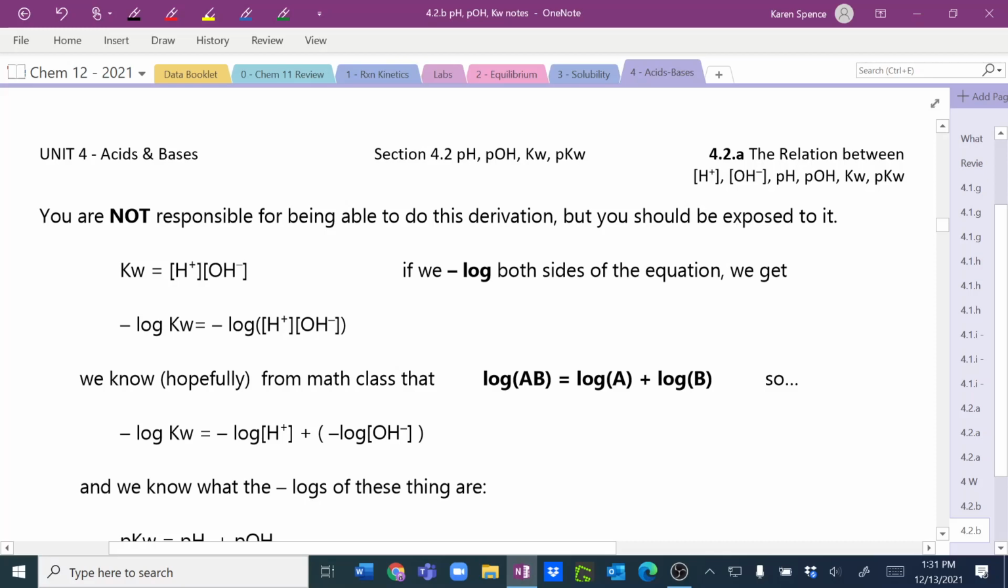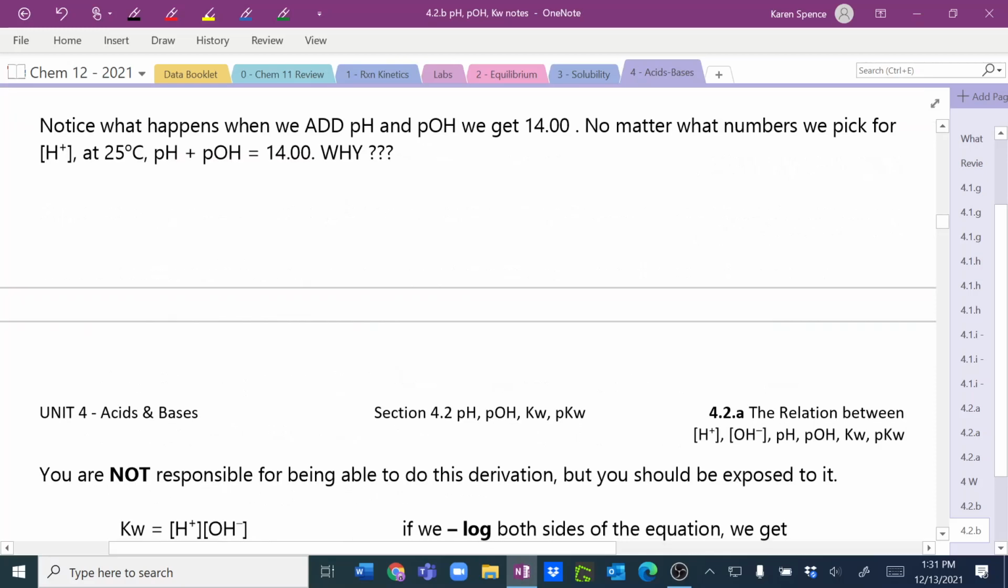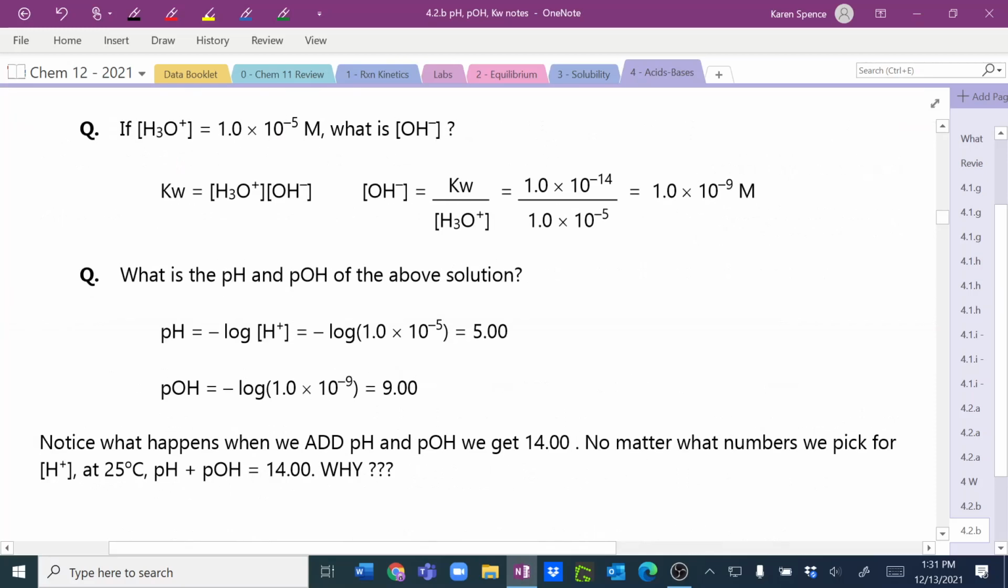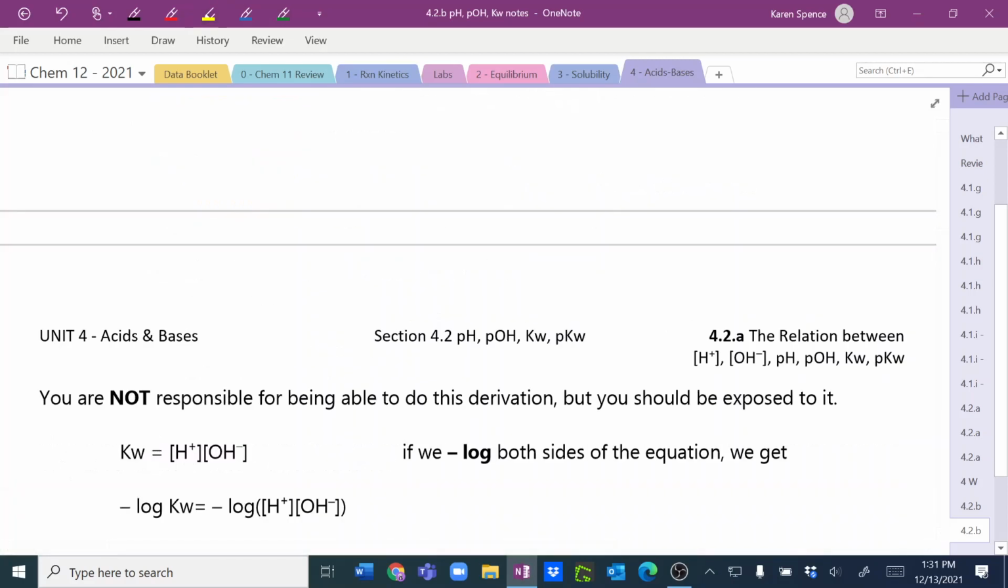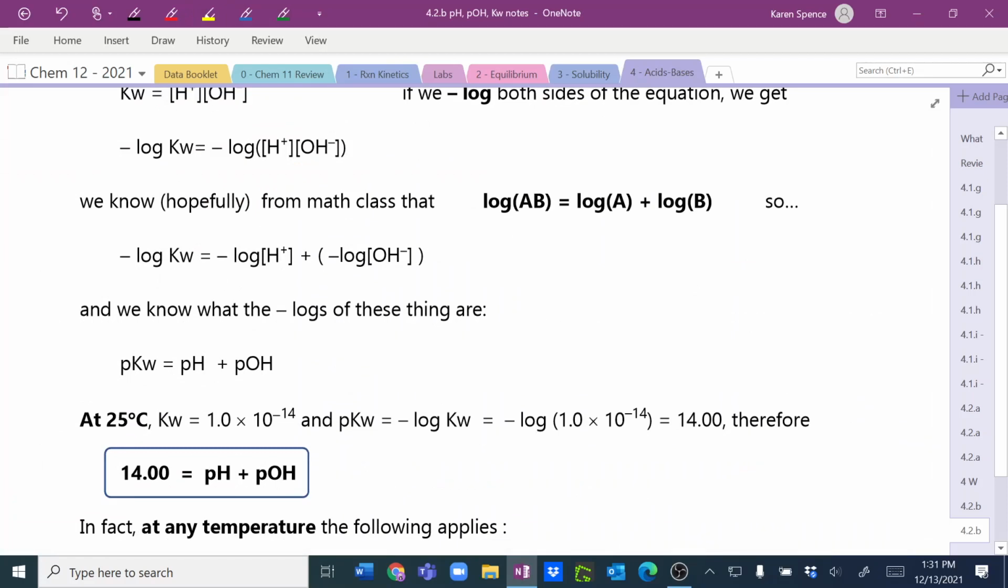Derivation, it's how we get from this to pH plus pOH gives us pKw. You guys sound super excited. Shall we just skip it? Okay. We can come back to it later if anyone's really excited.